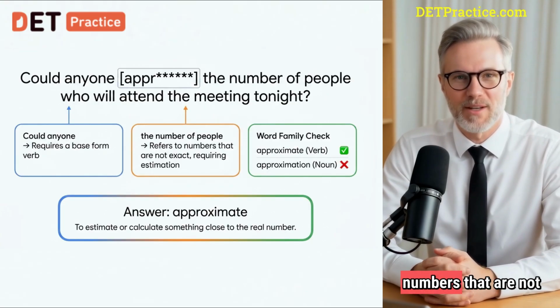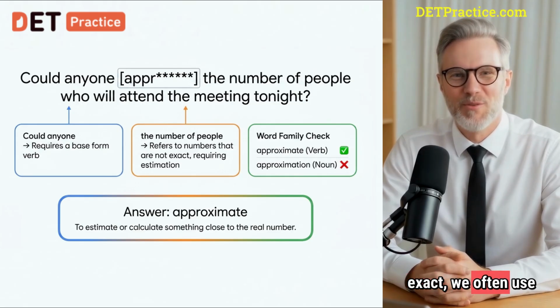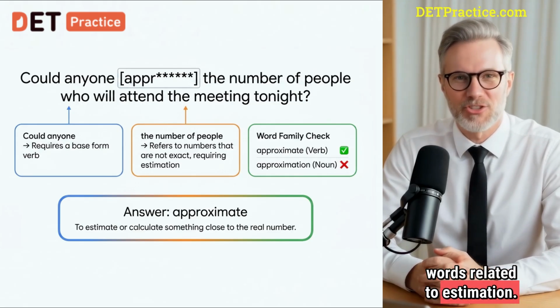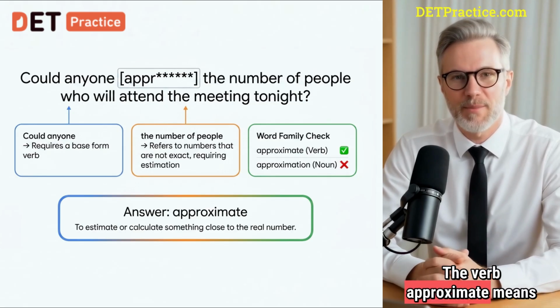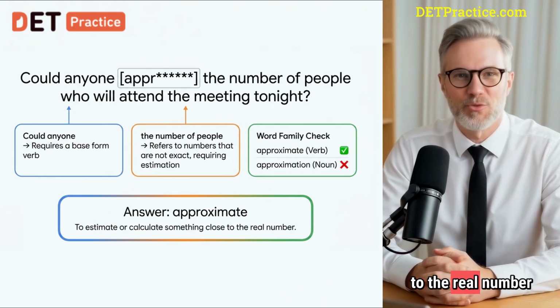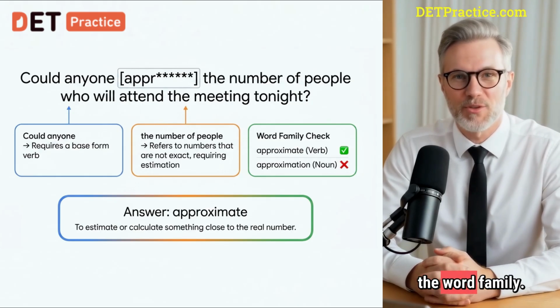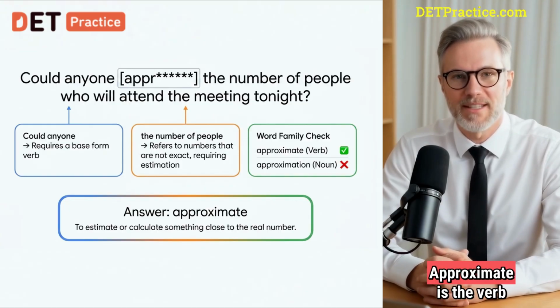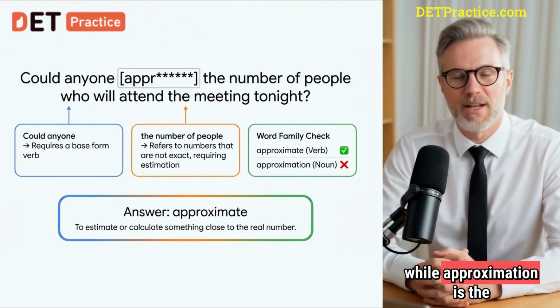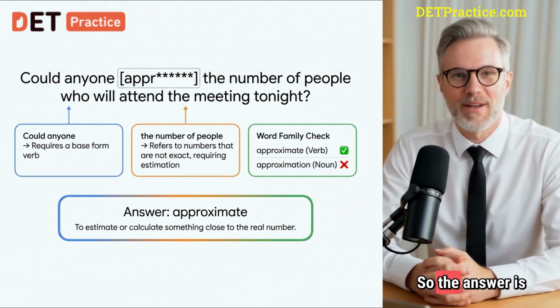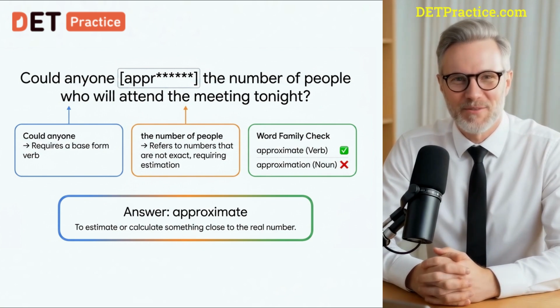When we talk about numbers that are not exact, we often use words related to estimation. The verb approximate means to estimate or calculate something that is close to the real number but not exact. Also, pay attention to the word family. Approximate is the verb, while approximation is the noun form. So the answer is approximate.